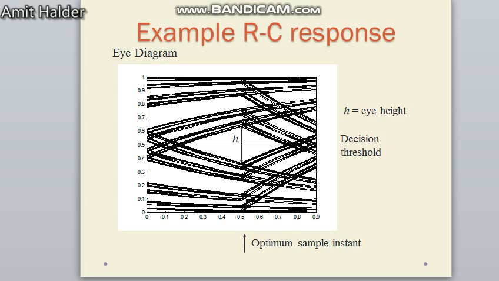Here is an example of the RC response. That is one kind of eye diagram. Here you can see the eye diagram. Why is it called an eye diagram? There is a shape that has been formed, and this looks like an eye. That is the eye diagram. There is a decision threshold, and different values at the optimum sample instants make the diagram look like an eye. So that is the eye diagram.